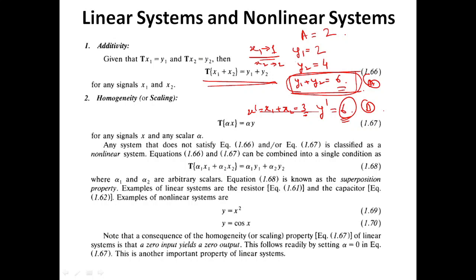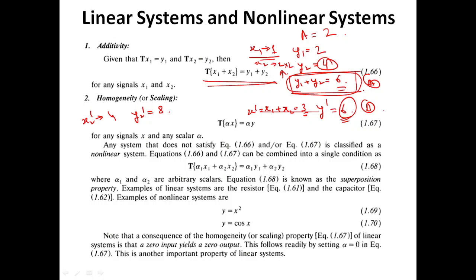Okay. Now coming to the homogeneity or the scaling. So same thing, scaling में क्या है? Just a scalar quantity. So suppose I multiply this factor, say multiplied by 2. So my x2 dash becomes 4. So y2 dash would be 8. Okay. Now if I take this 4, I multiply it with the system, again it is 8. So that is the scaling.